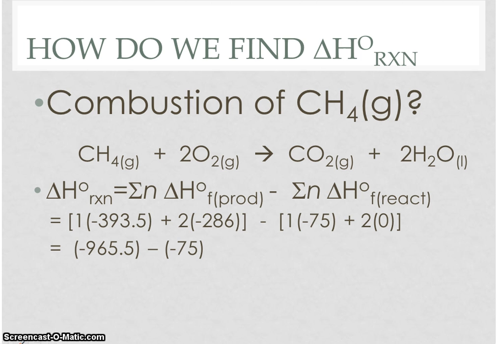And we're going to subtract from that negative 75, which is the sum of the enthalpy of formations for our reactants. That's going to give us a value of negative 890.5 kilojoules. The negative sign tells us that this particular reaction is exothermic, which makes sense because combustion reactions release energy. Now, once we calculate that delta H value, we could then go through, plug that into the equation, and add stoichiometry to the problem.